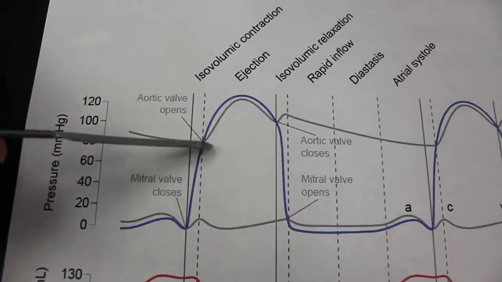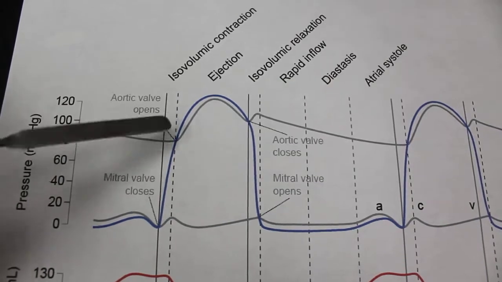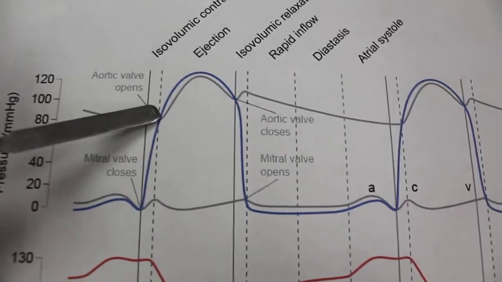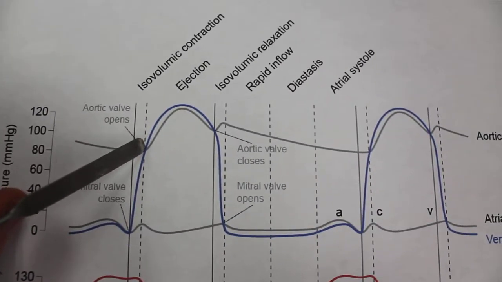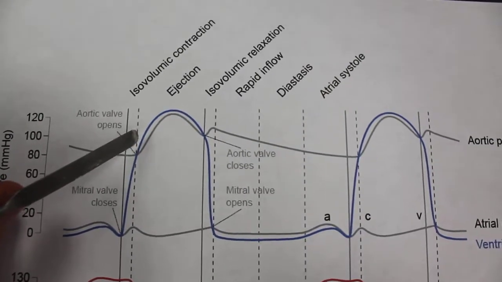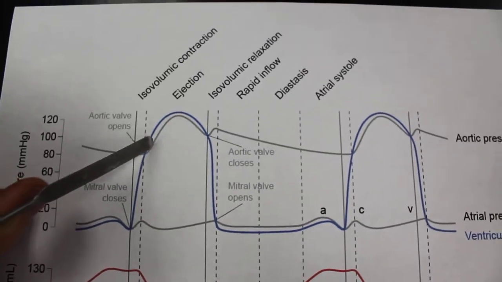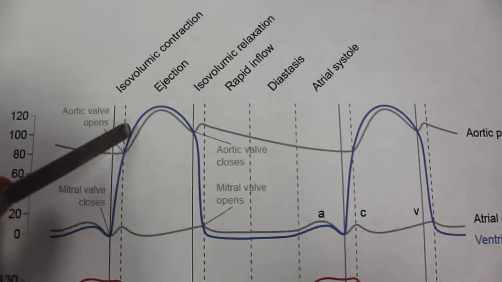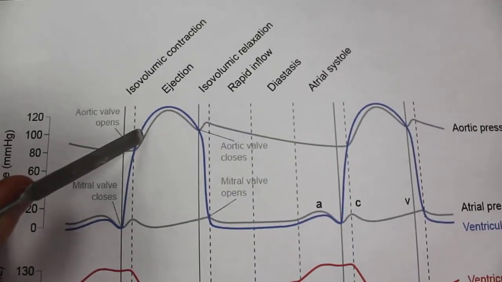So once you have met and exceeded the pressure in the vessel that is the aorta, you can open the doorway valve that is the aortic valve. So opening that aortic valve, you now have ventricular pressure that is greater than the aortic pressure. And now that the ventricular pressure is higher than the aortic pressure, blood will flow from an area of high pressure to low pressure, from the ventricle to the aorta.